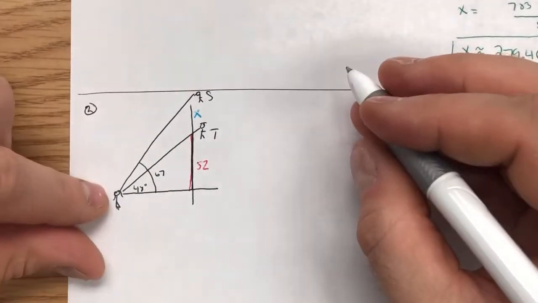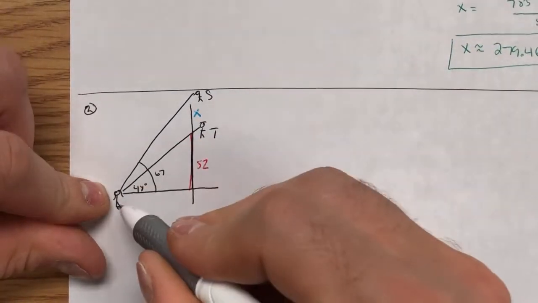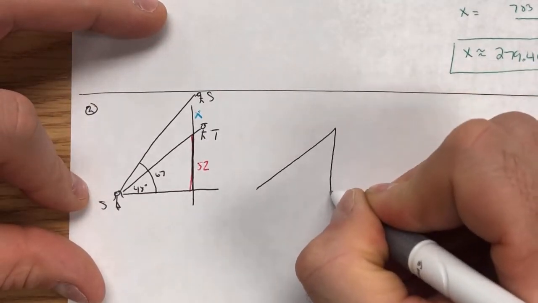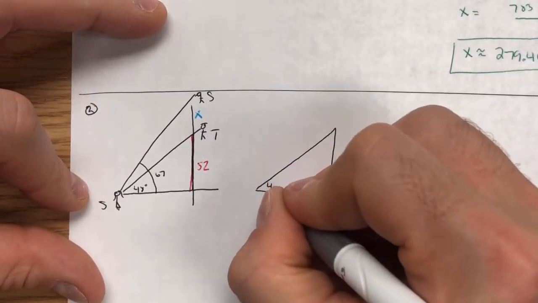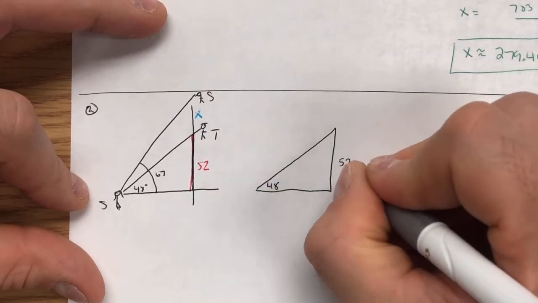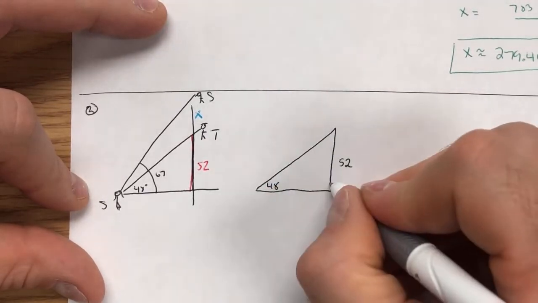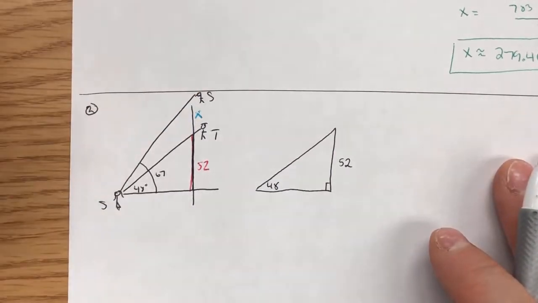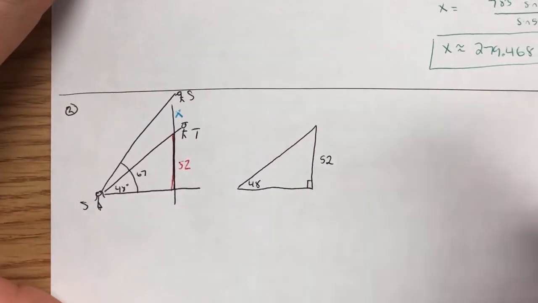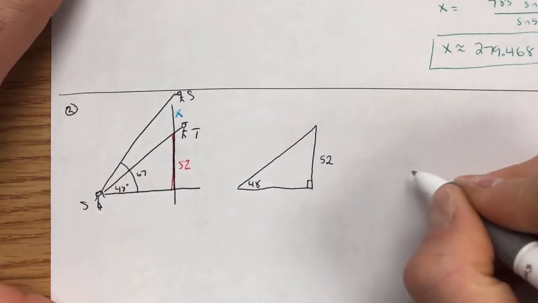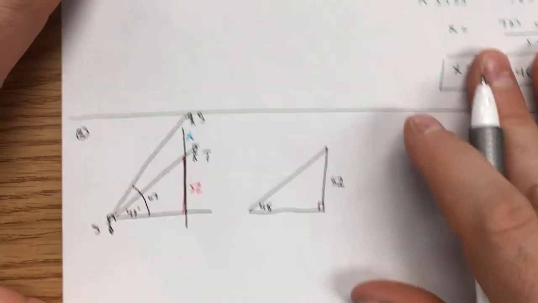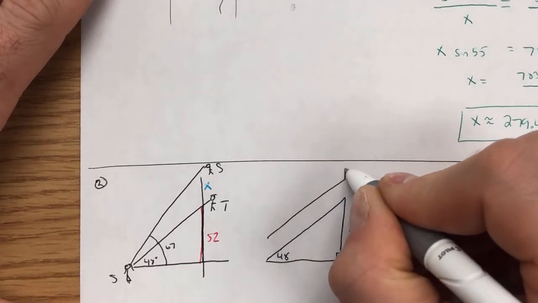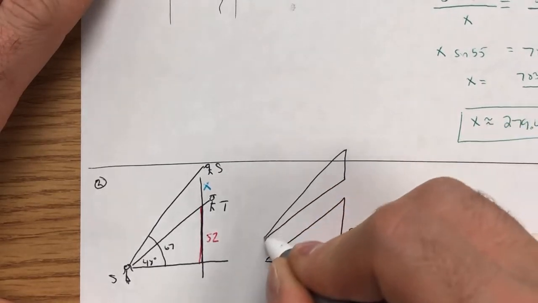So what I'm going to do is take that lower triangle between Sasha and Thomas, and I'm going to draw it out. I know this is 48. I know this is 52. And this is 90 degrees. Then I'm going to draw this upper triangle up here. So I've got this triangle right here.